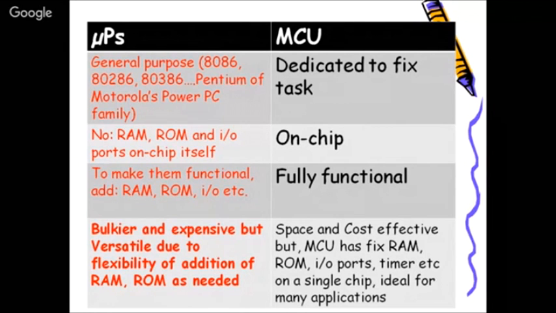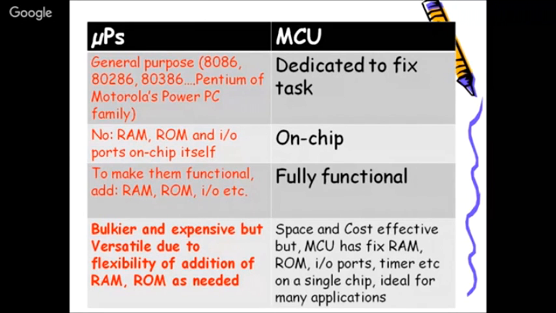Okay, and therefore to make them completely functional, to work like a complete microcomputer or to deal with the real world, we have to add additional blocks like RAM, ROM, input output peripherals, and serial ports, etc., without which we cannot interface or interact with the real world. So these are additional blocks which are required, whereas in contrast, in case of a controller, everything is on chip. Your RAM, ROM, all that is there on chip.